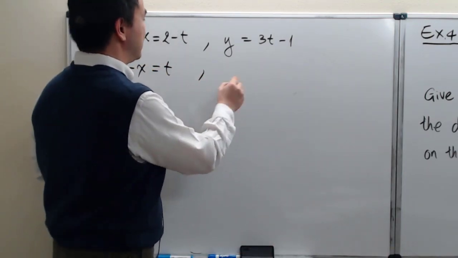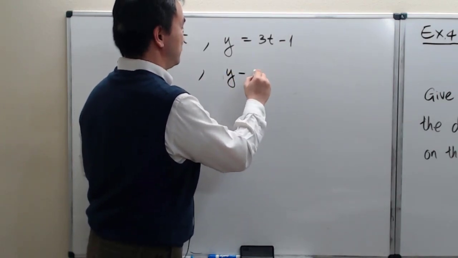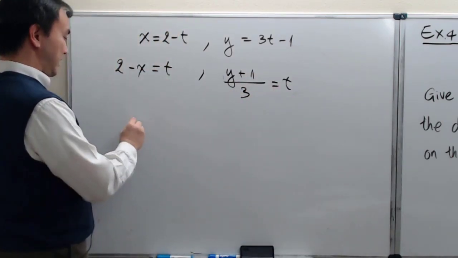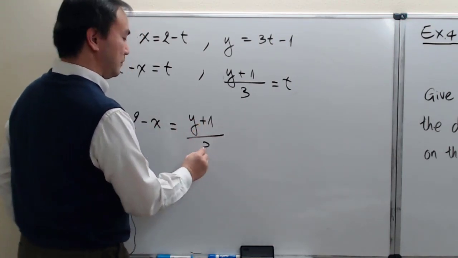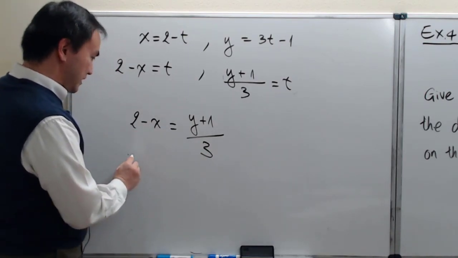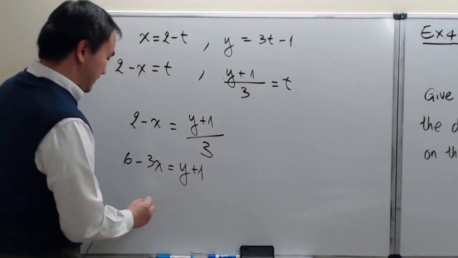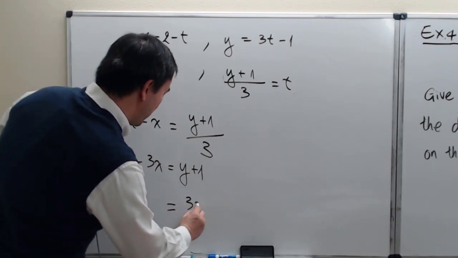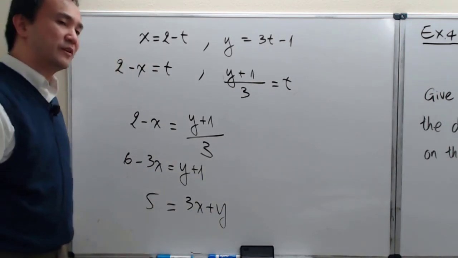Okay, and this can easily be the same as (y plus 1) over 3 equals t. And so we can easily equate 2 minus x with (y plus 1) over 3. And we can multiply both sides by 3 to give us 6 minus 3x equals y plus 1. And so here it actually now turns out to be a linear equation for us. 3x plus y, subtracting that 1 to the other side, 3x plus y equals 5.